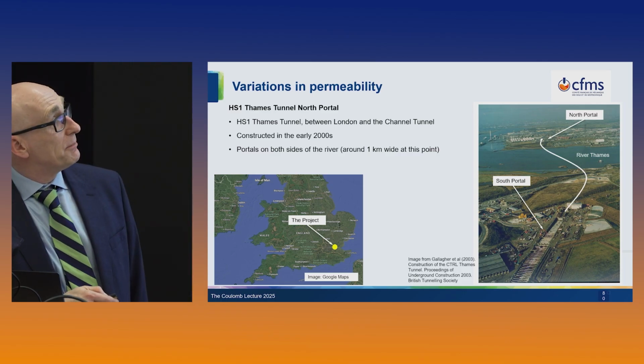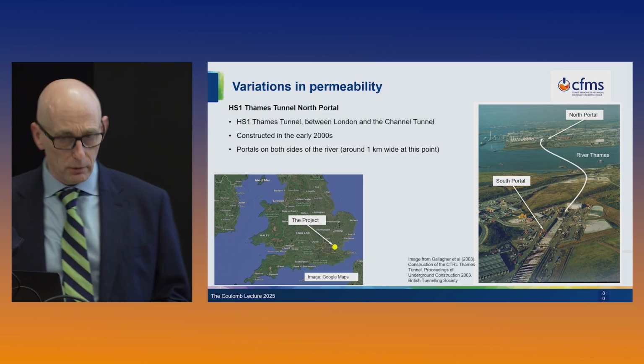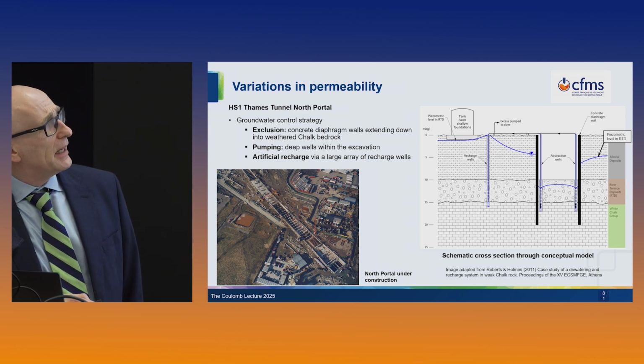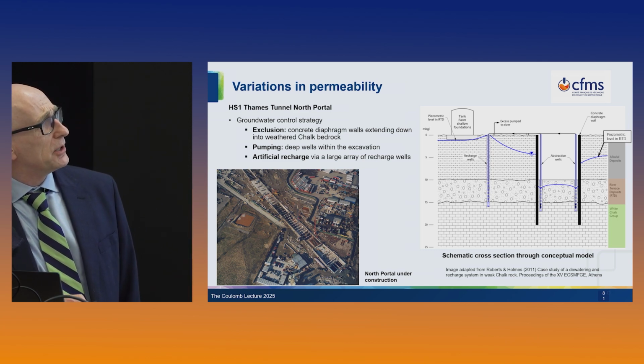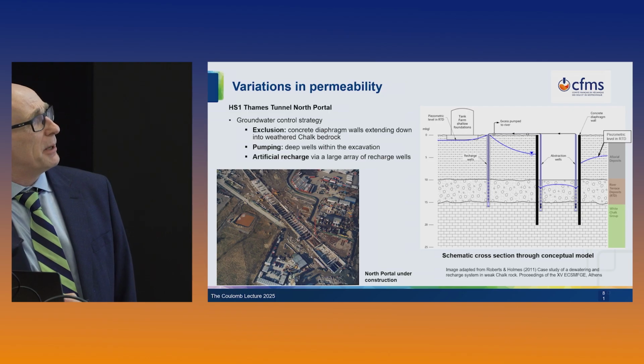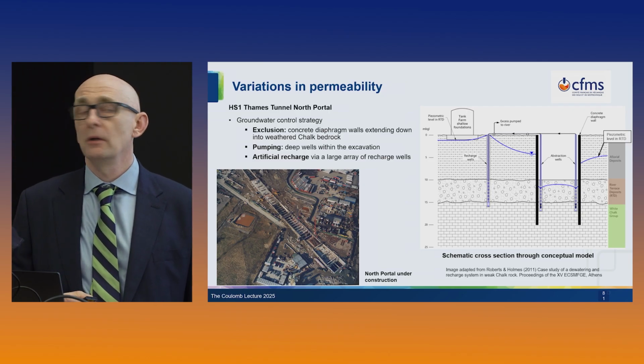At this point, the River Thames is about 1 kilometre wide, and there are two large portals. This is the south portal under construction, and then there's a north portal. The ground conditions are a significant thickness of normally consolidated alluvial deposits, soft clays and peats. Then there's several metres of sandy gravels called the river terrace deposits. And the piezometric level is up here, so this is a confined aquifer. Then below the river terrace deposits, there's the White Chalk Group, which, as I'll explain, is quite heavily weathered in this area.